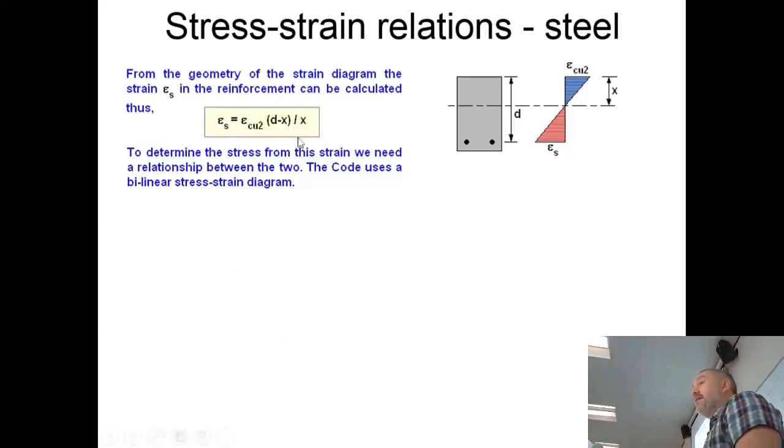And you'll find that at some point you have to find out this value of x, and you'll be able to work that out from the strain values and the value of d. So d again is from the top to the center of the bars. x is from the top to the position of the neutral axis.